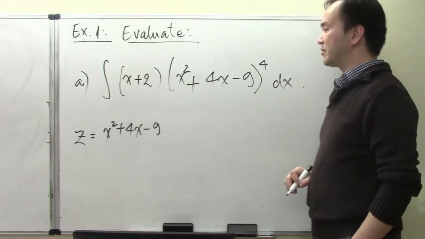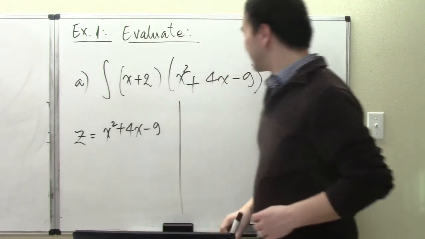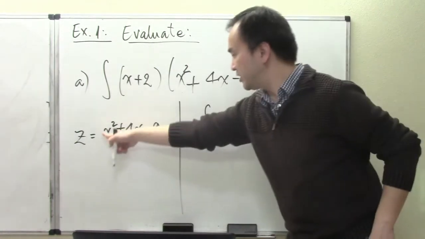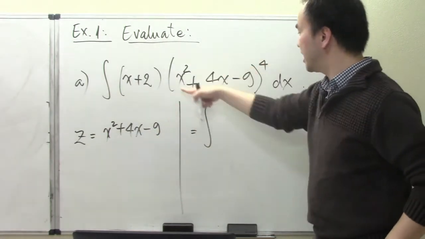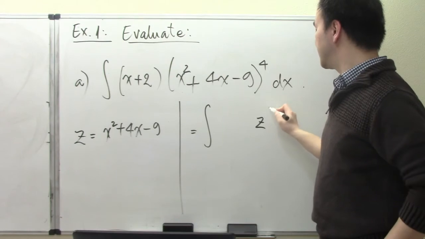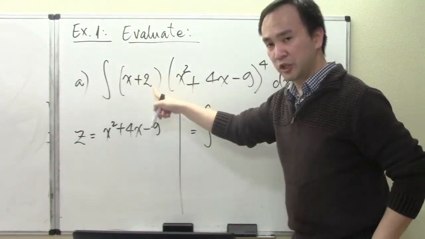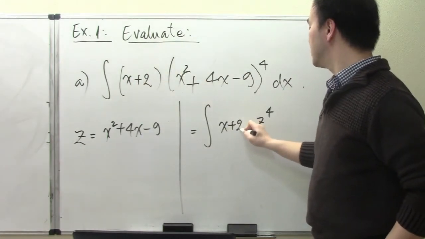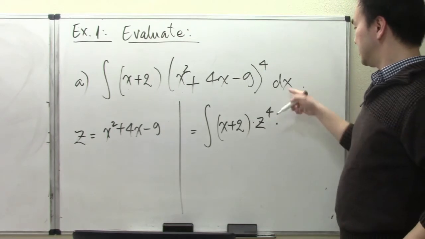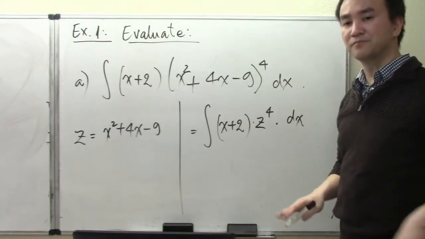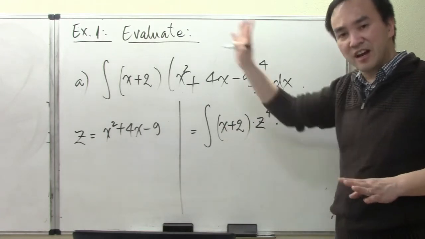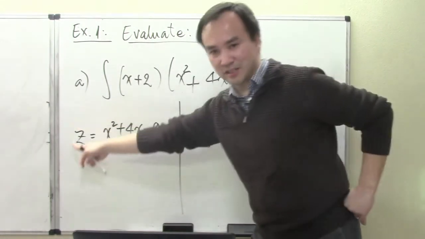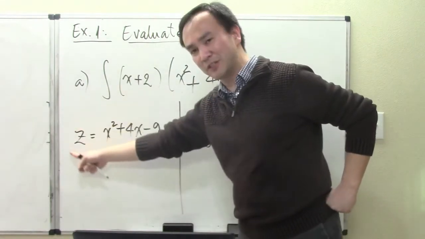After picking that, let's start putting some pieces in place. If we substitute that for Z, then the whole thing inside the power is going to become a Z. So it's Z to the 4th. But the x plus 2, we did not have a substitution for that. Let's leave it there. So it's x plus 2 in product with Z to the 4th. And the dx still did not get a substitution, just like how I have done in the introduction problem. But we still can move on further from this substitution that we picked.